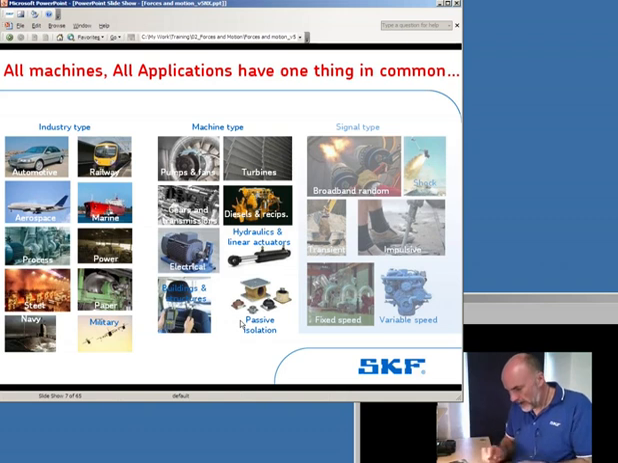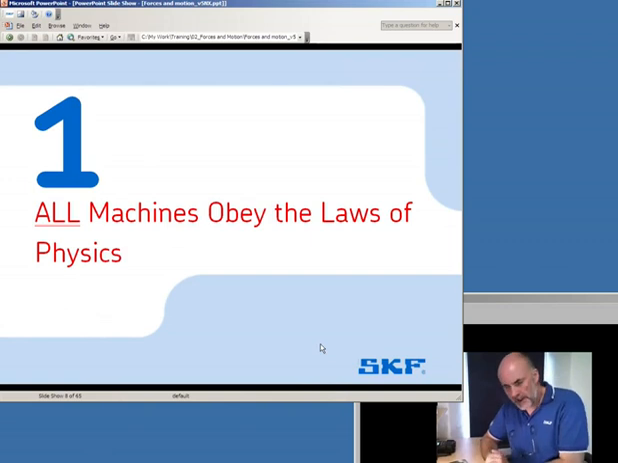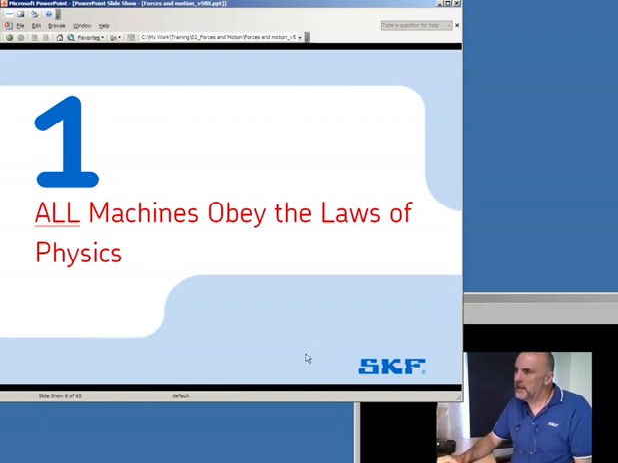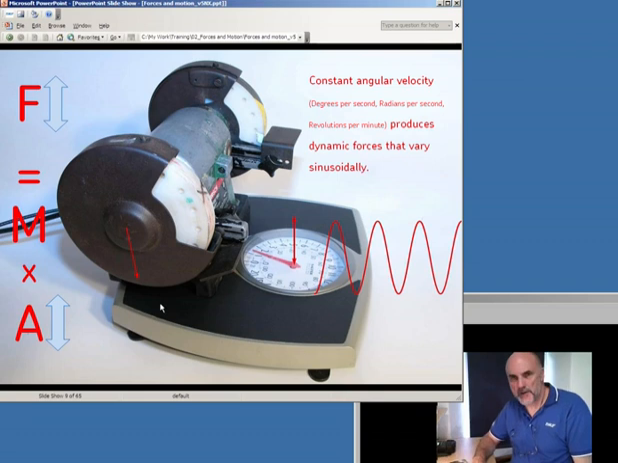So again, the things that we're going to learn about this week and next week can be applied to absolutely anything. Why is this? The reason is that all machines, no matter what they are, obey the laws of physics. Even static things like a pen obey the laws of physics. And the law of physics that they obey, the one that's really interesting to us, is Newton's second law of physics, where force equals mass times acceleration. And we've got a simple experiment here to illustrate this point.